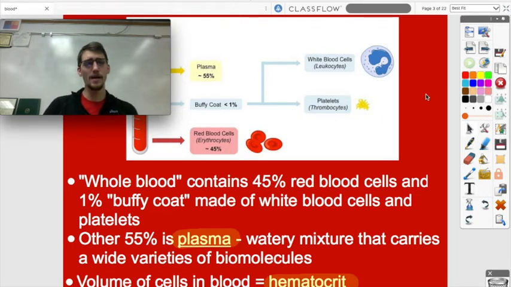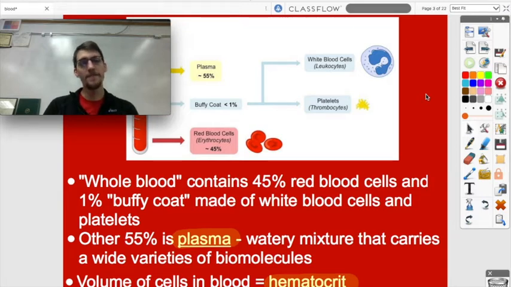If you go to the Red Cross or a blood drive here at school, what you're going to donate is whole blood, which means you're not only donating your plasma, which I'll talk about in a second, but you're also donating your red blood cells, or erythrocytes, and some of your leukocytes and thrombocytes as well. Whole blood contains about 45% red blood cells and 1% of a buffy coat made of white blood cells and platelets, which we'll talk about later on, leukocytes and thrombocytes.